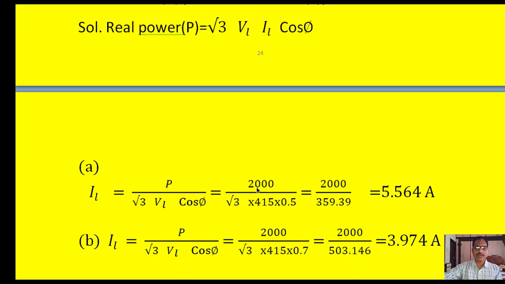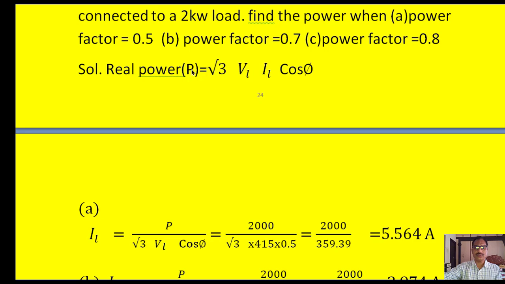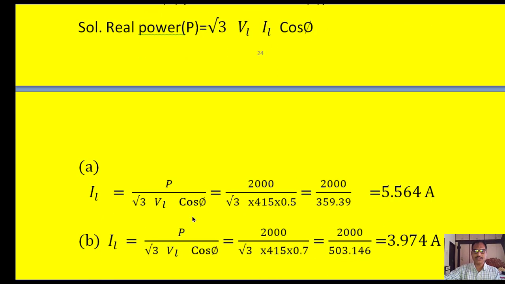What is the current? So the formula is known, that is P is equal to root 3 VL IL cos phi. So from this we can write what is IL. IL is nothing but P divided by root 3 VL cos phi. So that is what we have written here, that is IL is equal to P by root 3 VL into cos phi.